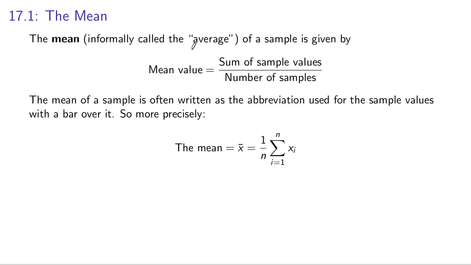So the mean, which we often call just the average of a sample, is given by add all the sample values up and divide by the number of samples. The mean of a sample is often written as the abbreviation used for the sample value. So if we have x's, we write an x with a bar over it. And so precisely we can write this in our summation notation, sigma notation, as the mean, x bar, is 1 over the number of elements times the sum of those elements.